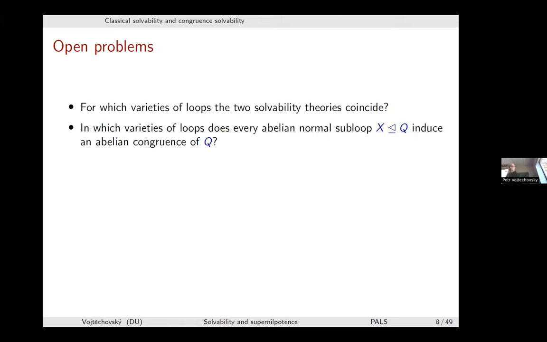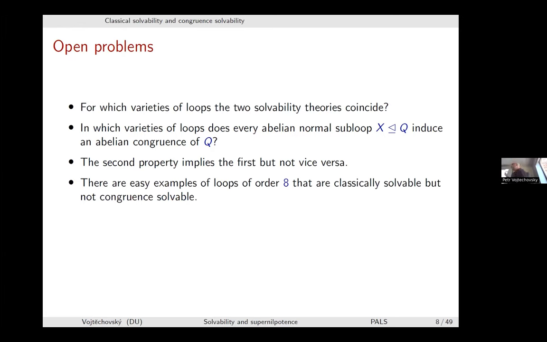Let me comment briefly on the next point. Should the second property be true in your variety, that every abelian normal subgroup induces an abelian congruence, then of course the two theories coincide, because there's no difference in the two definitions I have just displayed. The moment you have an abelian substructure, it will induce an abelian congruence. So if the second is true, the first is true as well. But the two theories could coincide without the second property holding. It can happen that there are some bad abelian substructures that do not induce an abelian congruence, but in every case there is some other path from the bottom to the top, some other subnormal series that does not have this defect. So that is, in a nutshell, the problem here. If you can prove the second property, then of course the theories coincide, but they might coincide for other, more subtle reasons.